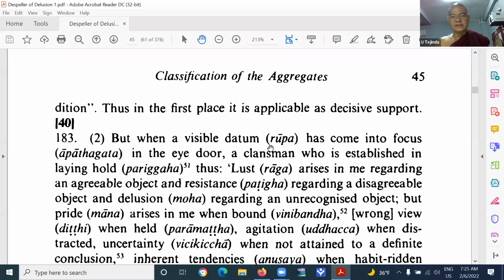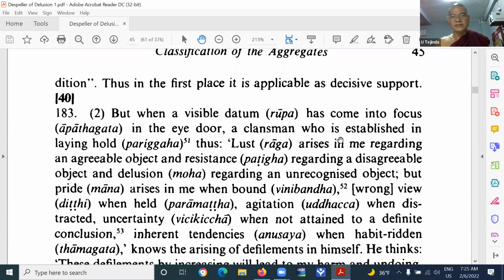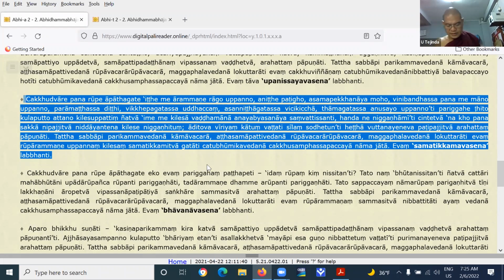When a visible datum has come into focus in the eye, he thinks thus here: lust arises in me regarding an agreeable object, resistance regarding a disagreeable object. Padigha here, he used the word resistance, regarding a disagreeable object. So here we say iṭṭha and aniṭṭha. Iṭṭhe me arammane raga uppanno. Aniṭṭhe arammane padigho. Then asampajanna moho.